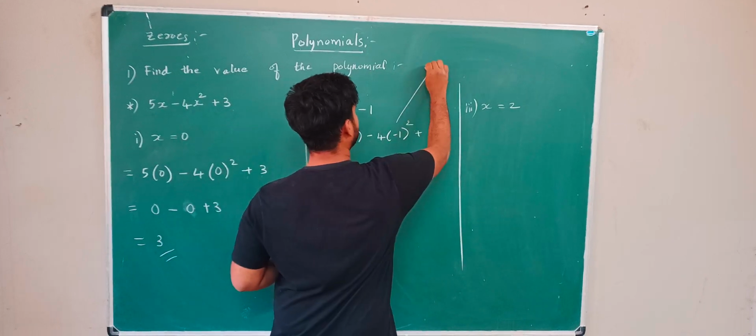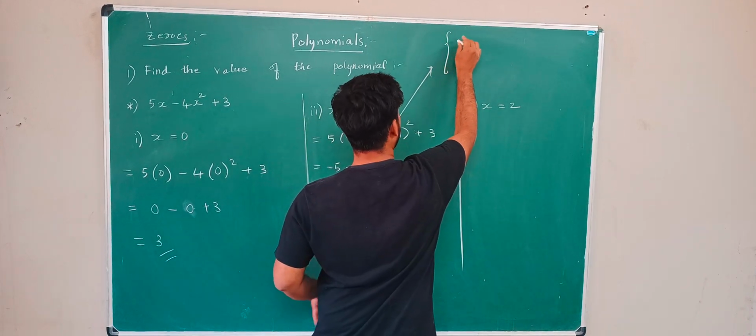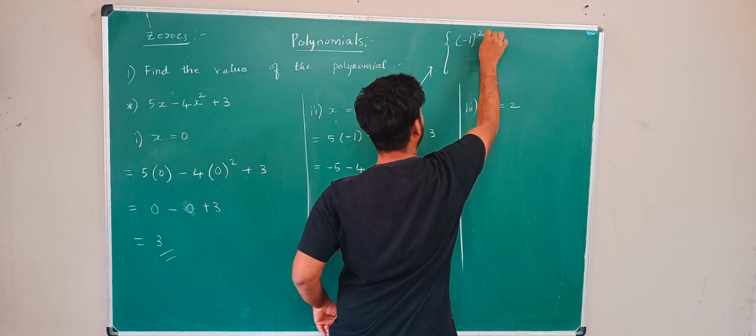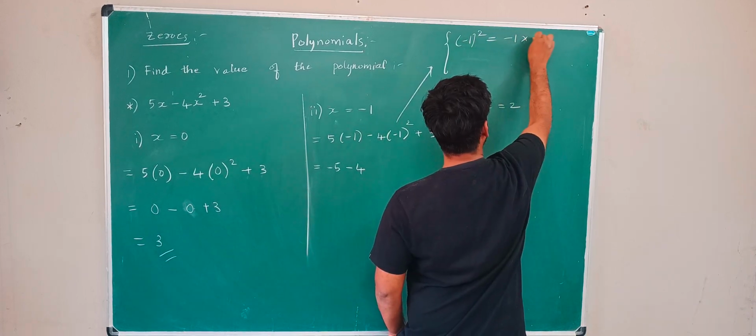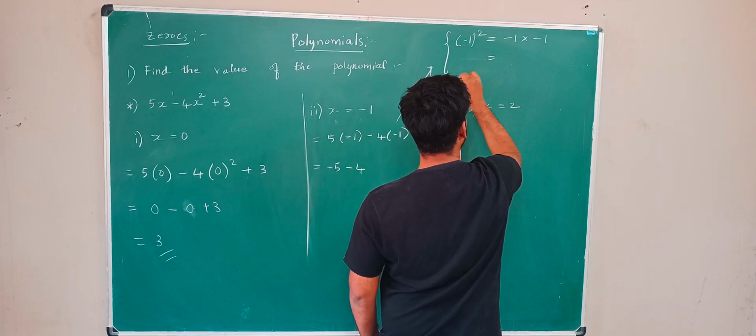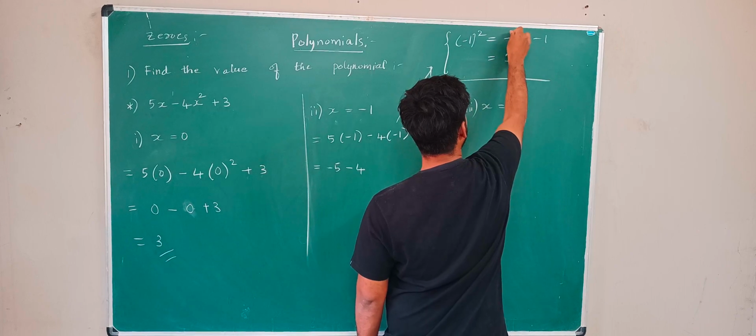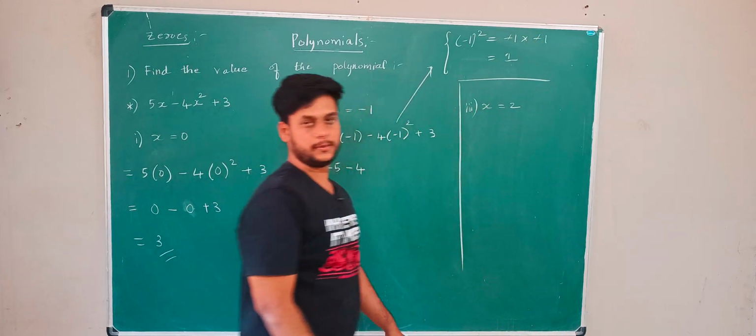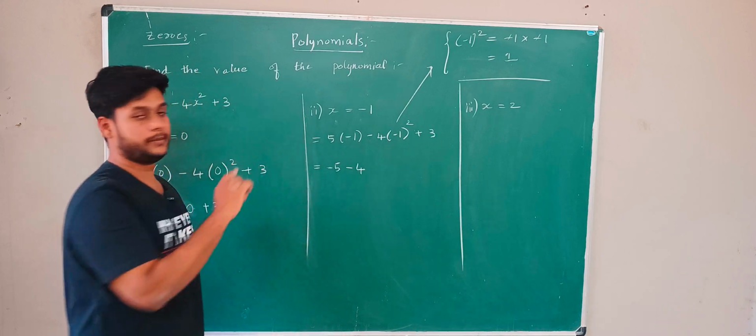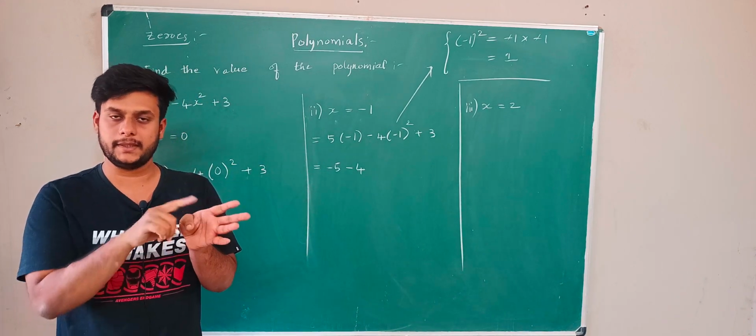Now here I will do it, see. Minus 1 the whole square is there, correct? Minus 1 the whole square means what? Minus 1 into minus 1. Minus 1 into minus 1 means plus 1. Minus minus should get cancelled. Minus into minus is plus 1. So minus 1 the whole square, always remember this.